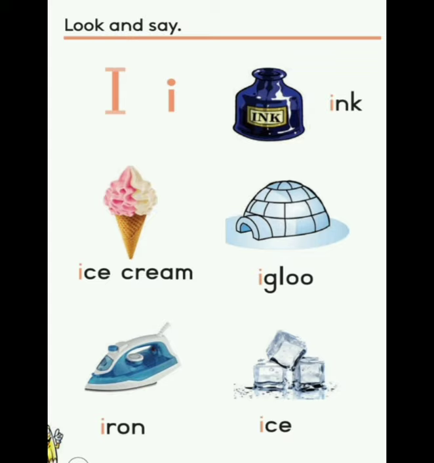Listen to me very carefully. Ink, ink. Ice cream, ice cream. How do you spell that? I-C-E-C-R-E-A-M. Ice cream. The third picture is igloo, igloo. I-G-L-O-O. Igloo. And what is the fourth one? Iron, iron. I-R-O-N. Iron. The final picture is ice, I-C-E.